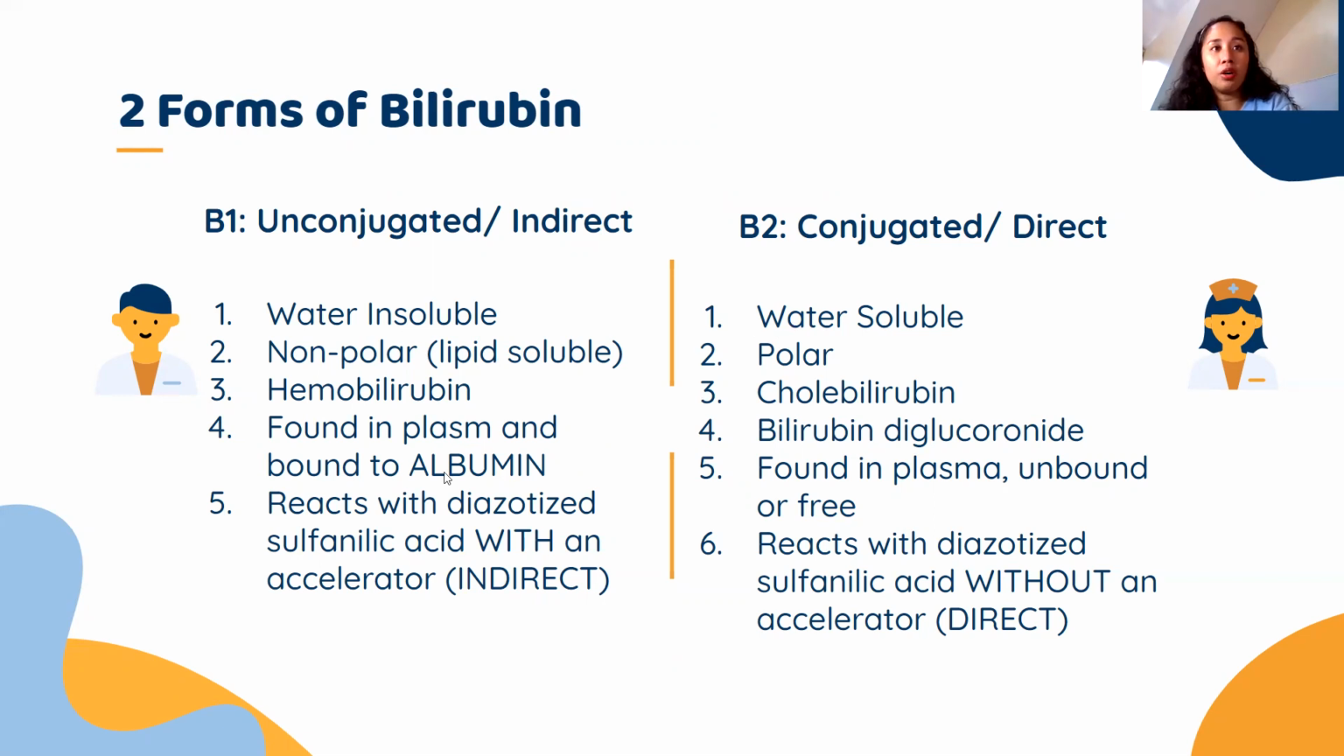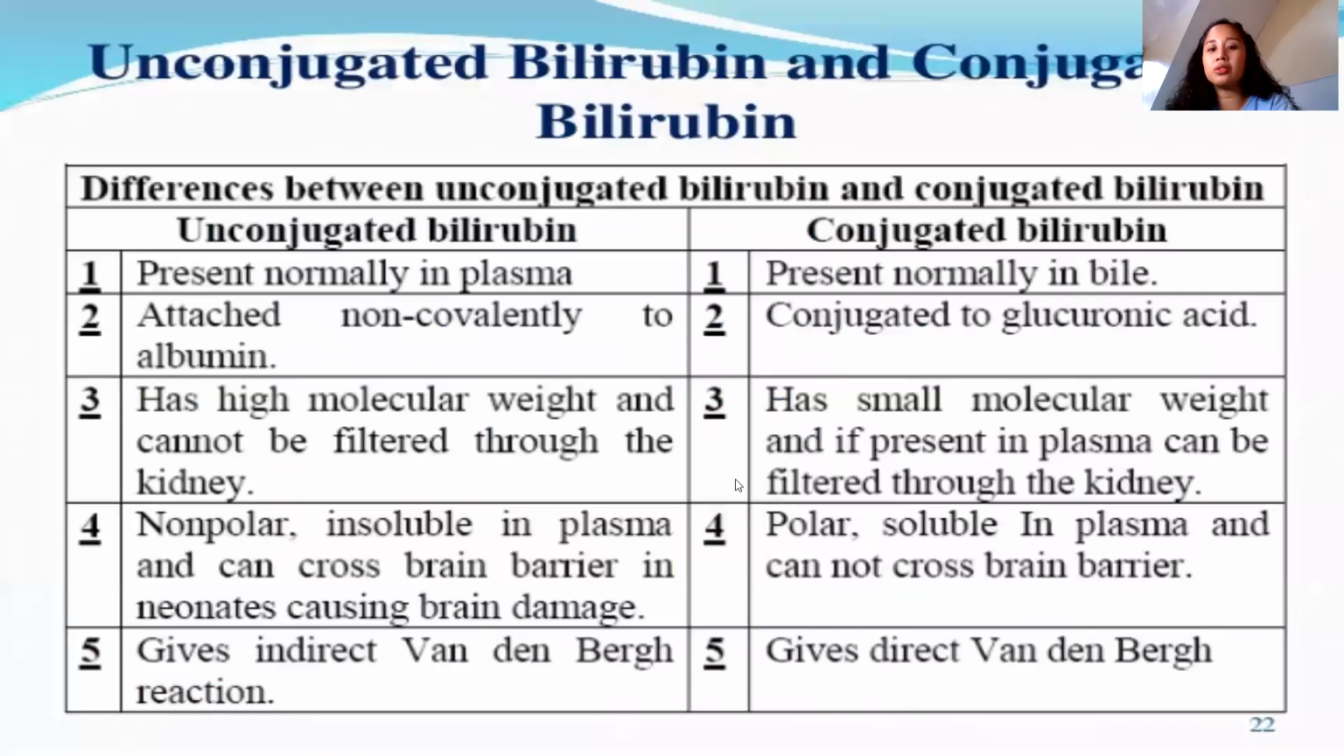The other name of unconjugated is hemobilirubin, perhaps because it comes directly from heme. And cholebilirubin is the other name for conjugated. Unconjugated is found in the plasma and bound with albumin. Conjugated is found in the plasma unbound. Actually, it's found in your bile.